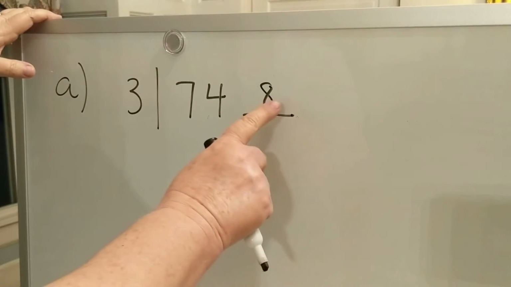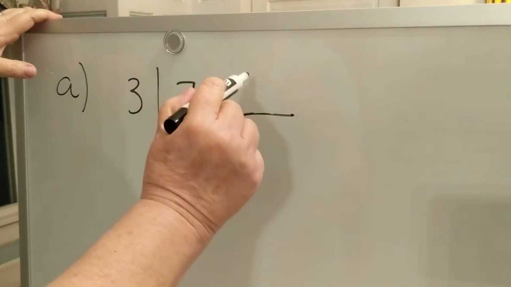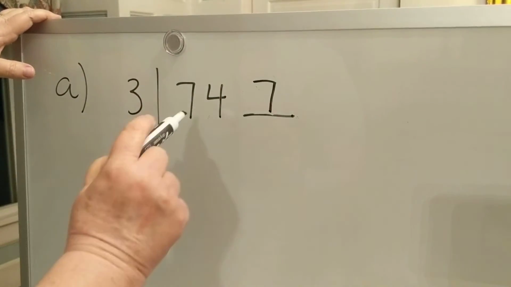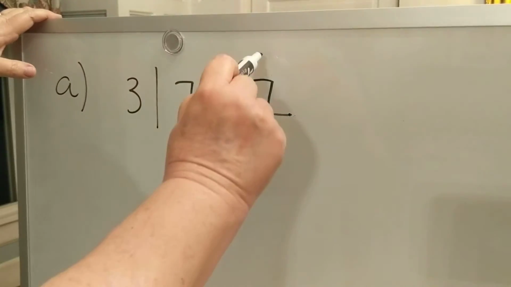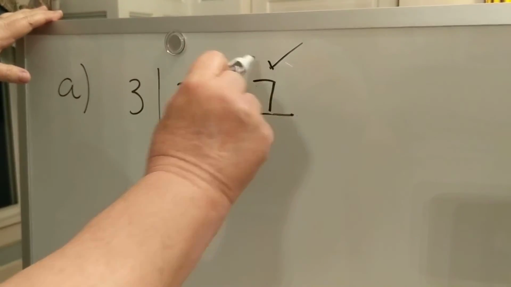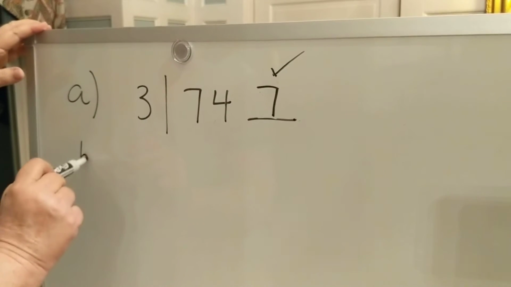8, that's 19. That does not work. How about 7? That adds up to 18. Yes, that works. So 7 is the largest number.